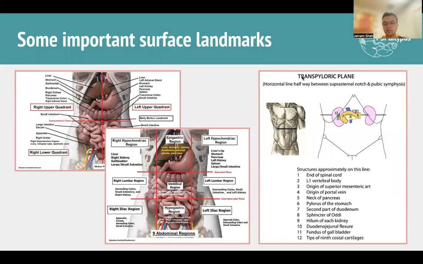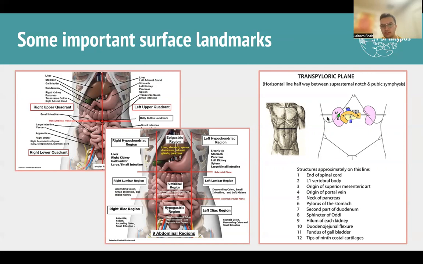And then the transpyloric plane, it's actually not that important clinically. The only thing that it's really important for is imaging. So if you know that you're at the level of the transpyloric plane, which would be around the L1 vertebral body or L1, L2, this is the area where you're going to find all sorts of things. Probably the most important things you'll find are the pylorus of the stomach, as the name suggests, right? Transpyloric. You've got the second part of the duodenum, and you've got the hilum of each kidney, as well as, it should say here, yes, the origin of the portal vein.